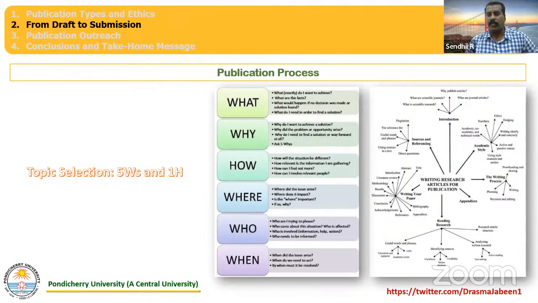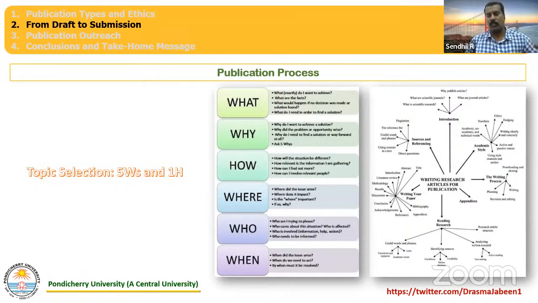Similarly for why, why the researcher should achieve a solution to the problem. Then how that solution will be different in different situations. Then where the issue has arisen, maybe at a particular region level or a global level. So where is the issue prevailing? Then who is going to be the targeted audience, to whom am I going to appeal? So who cares about this problem and who is going to be affected by this problem? And finally, when did the research problem arise? When you address all these questions, obviously you generate a good topic for publication.